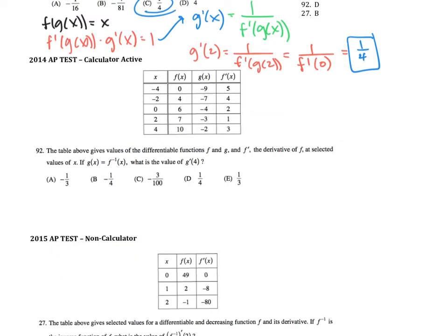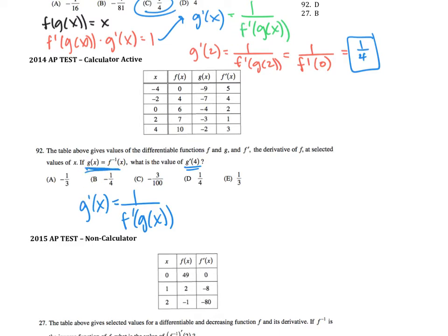On 92, again, they're letting us know g and f. They said g is f's inverse, okay? And they want the derivative of g. Well, again, I know that derivative of g is 1 over f prime of g of x, and I got that from proving it earlier. And g, yep, these are inverse functions.